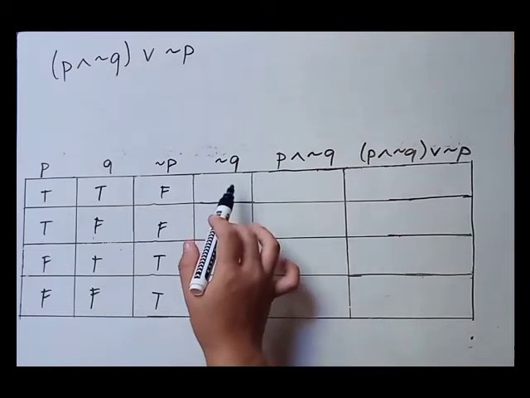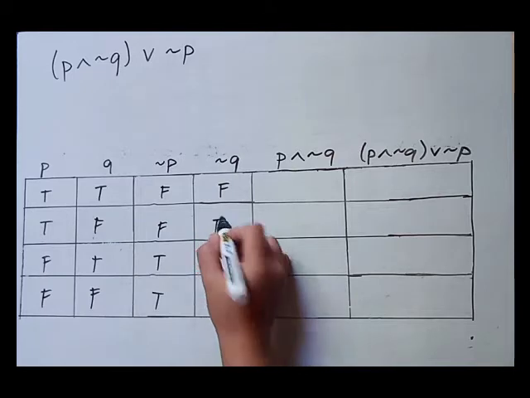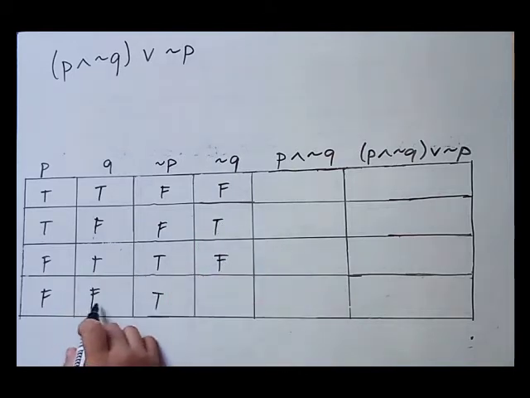And with negation of Q, if that is true, then this is false. If that is false, that is true. If that is true, then this is false, and if this is false, this is true.